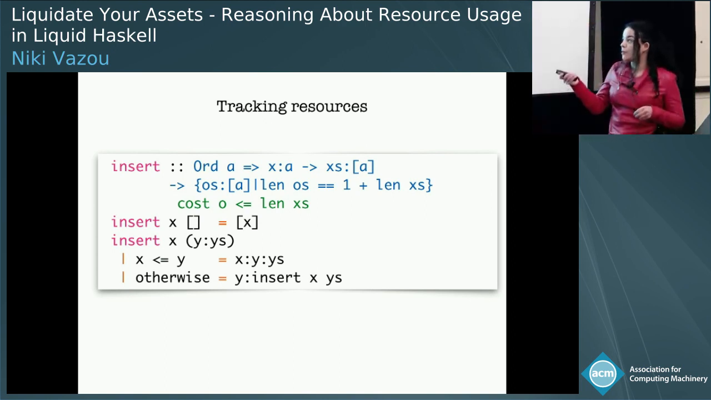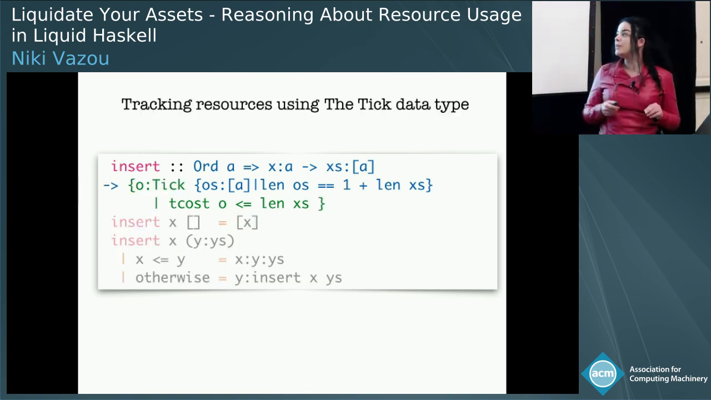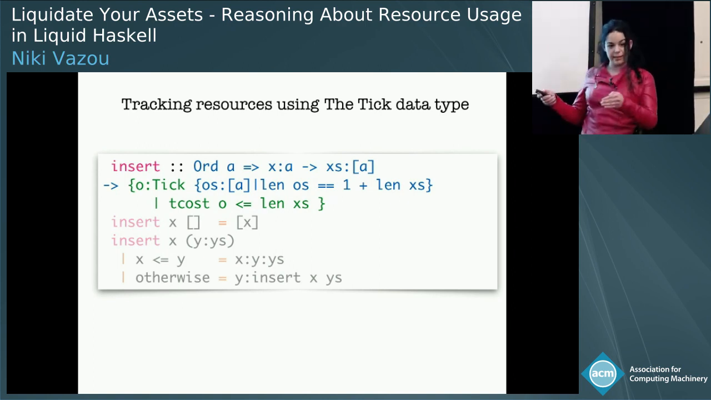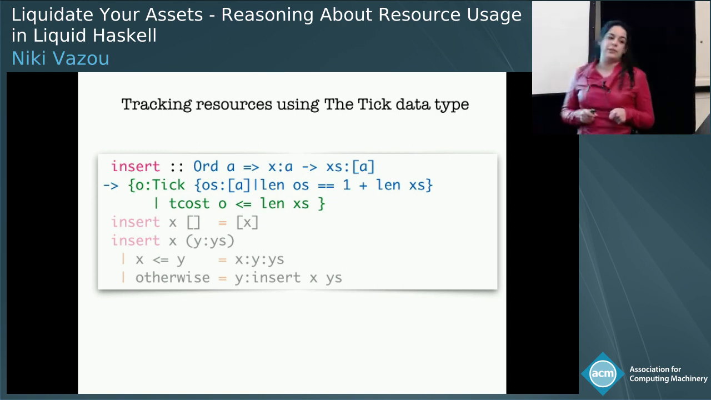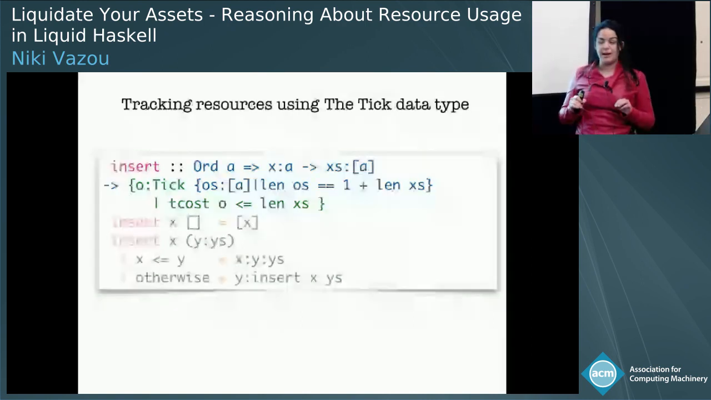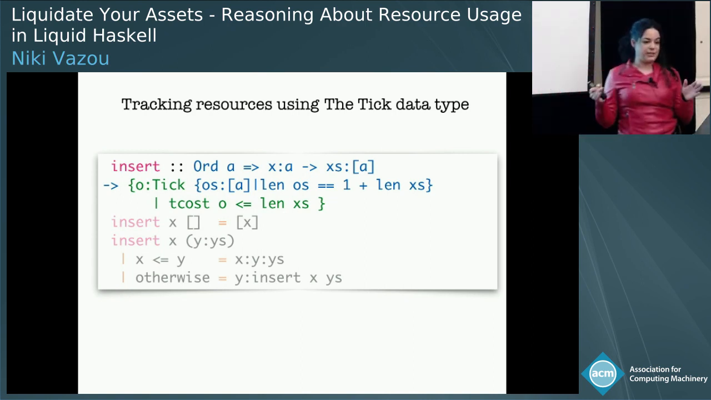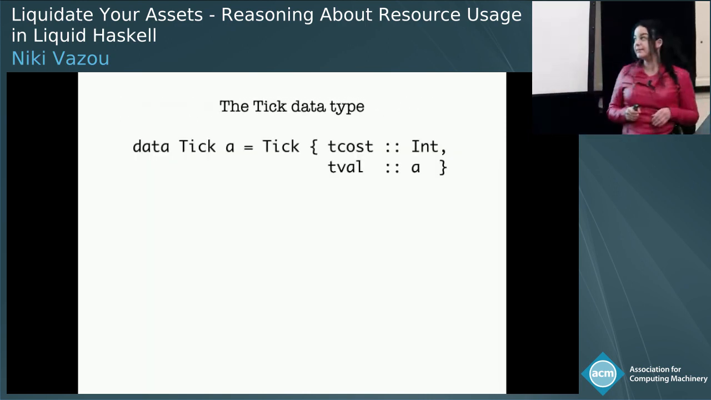Of course, here this O doesn't exist anywhere, it's unbound. So what I will do is use this Tick data type. I'm saying that the result of insert is a Tick. I name this Tick O, and then I can say that the cost to compute the result is bounded by the length of xs. And now Haskell will reject this type because my computation is not returning a Tick anymore. So let's go and see what this Tick is.